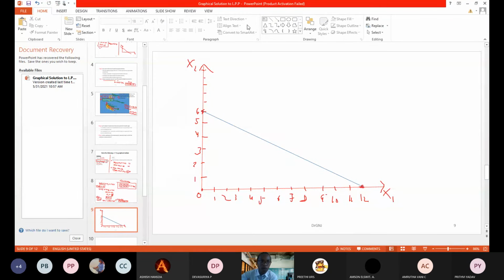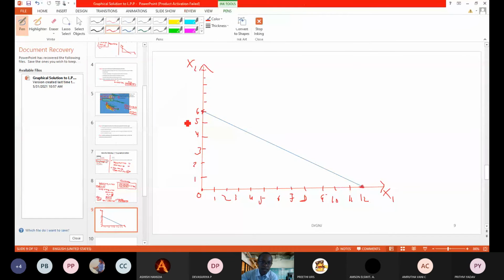You can name this one as a point A. No need for points; we name these as coordinates. When x1 is equal to 0, x2 is equal to 6. Here, when x1 is equal to 12, x2 is equal to 0. So these are the coordinates. This is the first line.